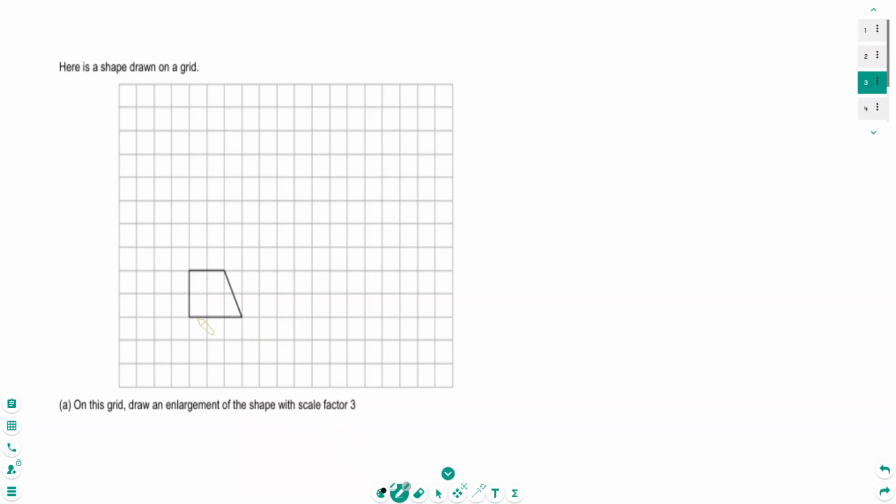And you may start anywhere on the grid. The two horizontal lines are going to be 6 centimeters and 9 centimeters. Once you found the position of the horizontal and the vertical lines, you connect the other line. And here you see an enlargement with scale factor of 3.